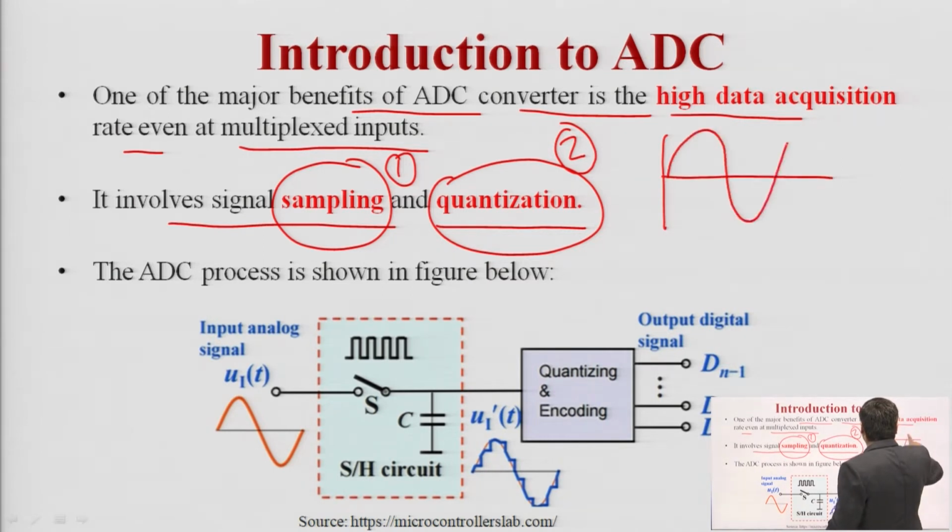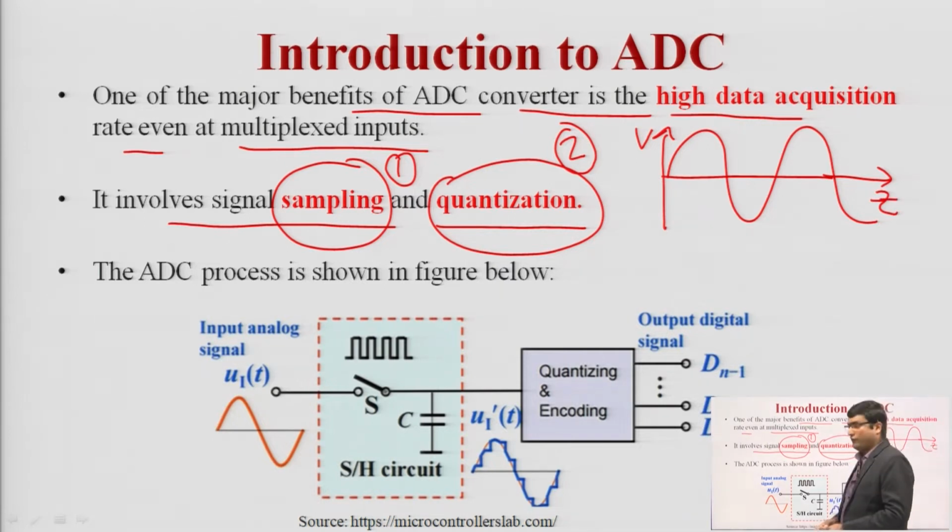Let us take one analog signal that has a voltage in the vertical axis, and in the x axis it is a time varying analog signal. So we need to convert this analog signal into a digital one. So we are going for sampling. We are sampling this signal. We are partitioning this analog signal. So let us take partitions. We have taken some partitions here.